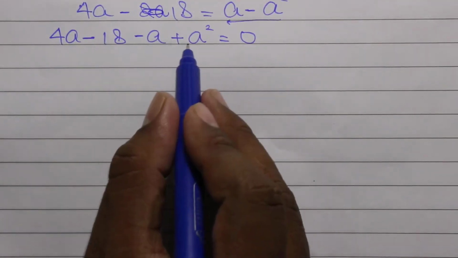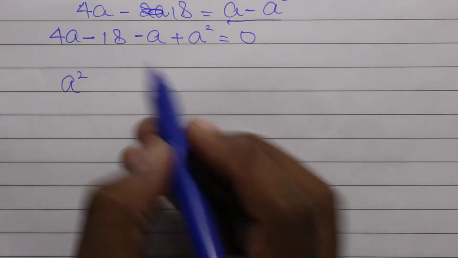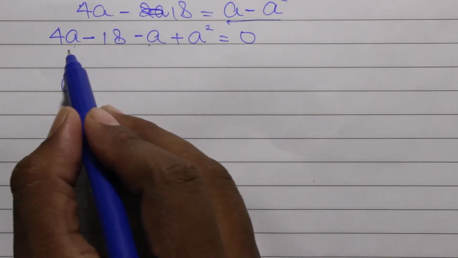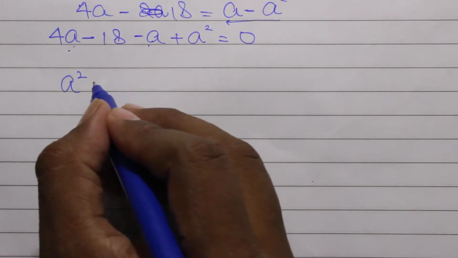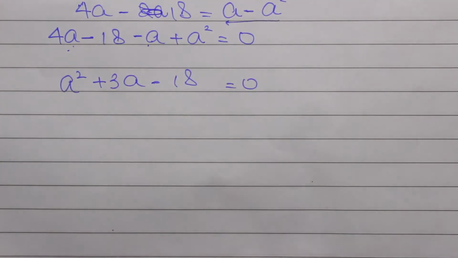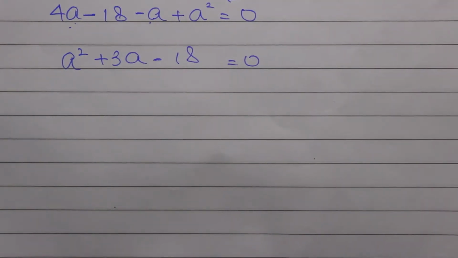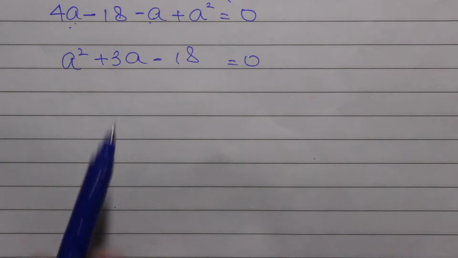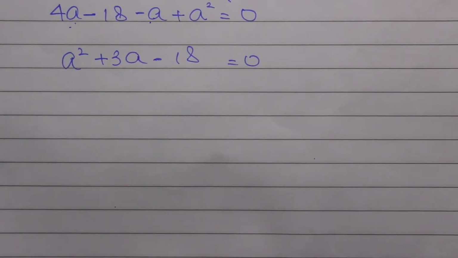Now we have a square. First write a square here. Then we have 4a and minus a. Subtract a from 4a, it will give you positive 3a, then minus 18. Now we have a standard equation. We have to solve this equation to find the possible values of a. We have a square, so we will have two answers of a just because of this square.